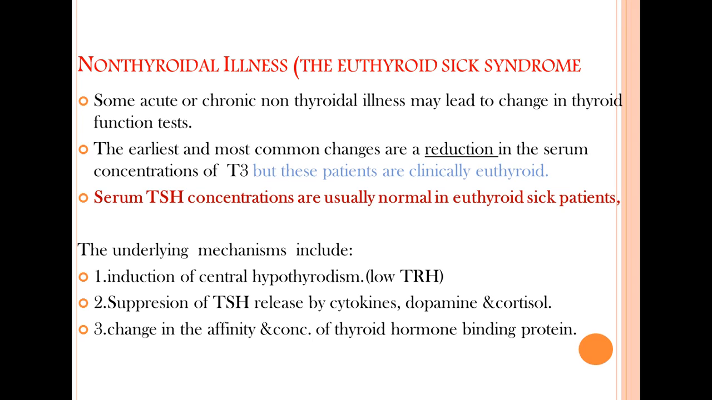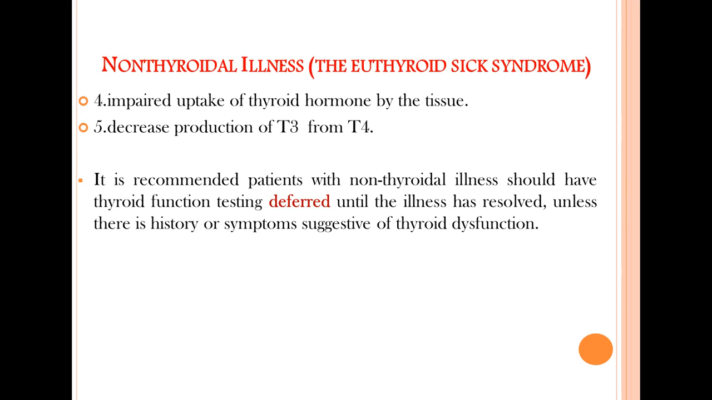The mechanism that causes the euthyroid sick syndrome may be induction of central hypothyroidism. Due to the acute or chronic illness, there will be a release of cytokines, cortisol, and dopamine that suppress TSH release. Or sometimes there may be a defect in the level of thyroxine binding globulin and other thyroid hormone binding proteins. A change in the concentration of this protein or a change in the affinity will lead to a change in the level of thyroid hormone and may cause misinterpretation of the result of the thyroid function test.